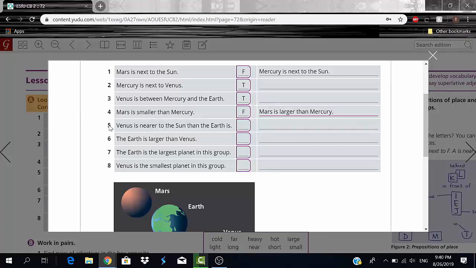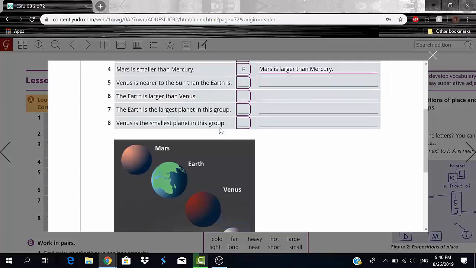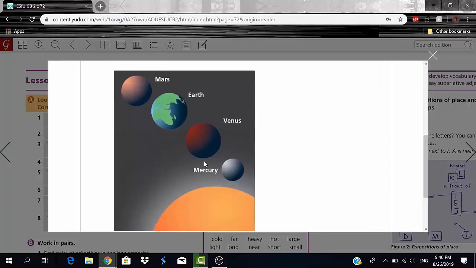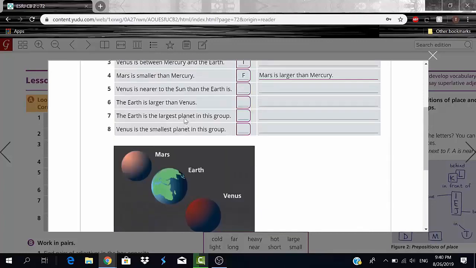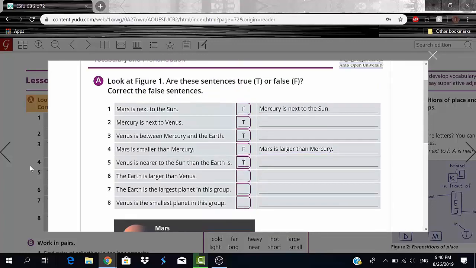Here we have number 5. Venus is nearer to the Sun than the Earth is. And that is correct. Venus is closer to the Sun than Earth is. So that will be true.